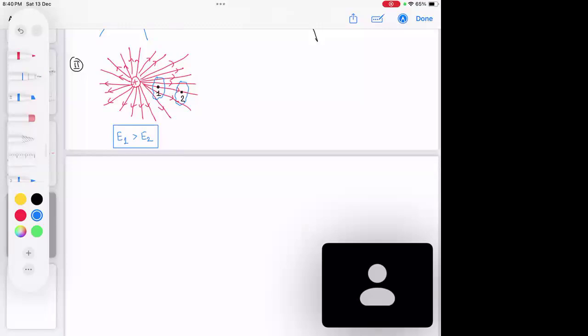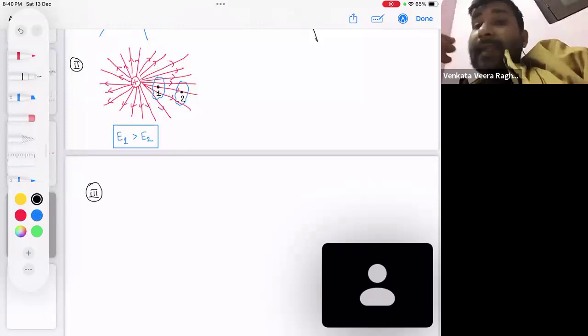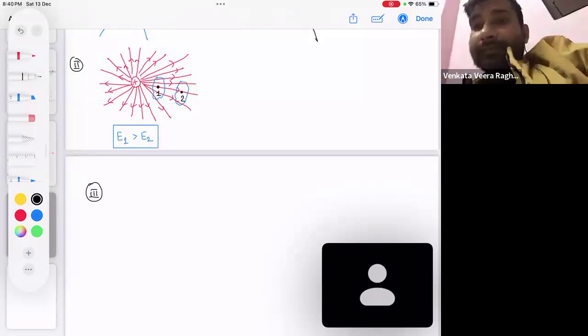Now, the third point about the field lines. What is the help of field lines? The field lines give me another help of determining which point has a stronger field and which point has less field. Okay. Third one, let's say I'm going to take like this and like this.